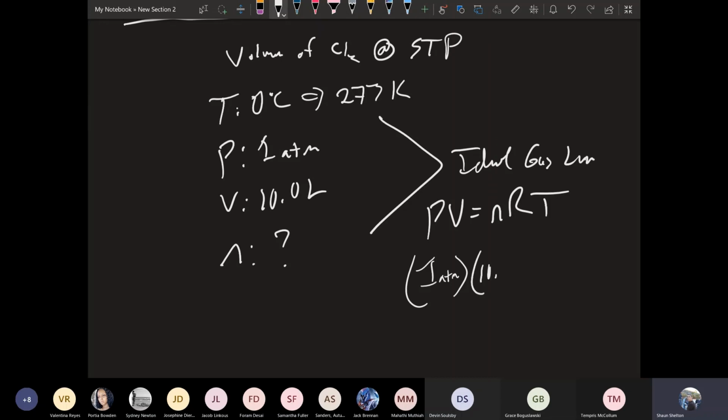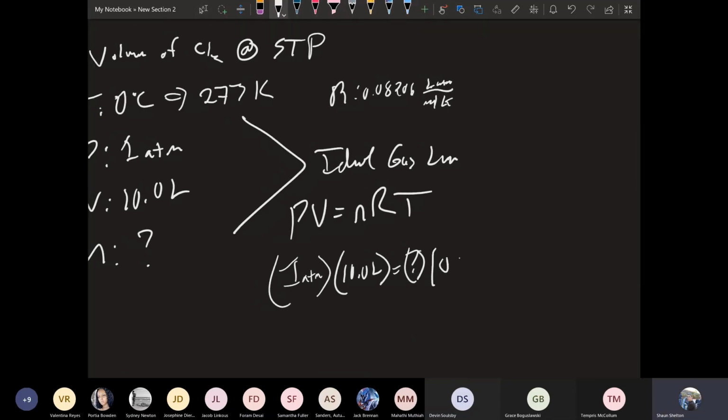The volume was 10 liters. The moles, we don't know what that is. That's our variable here. We know what R is. R is your gas constant. R is 0.08206 liters atmospheres per mole Kelvin. And then temperature was 273. Now what we've got to do here is rearrange to solve for n.